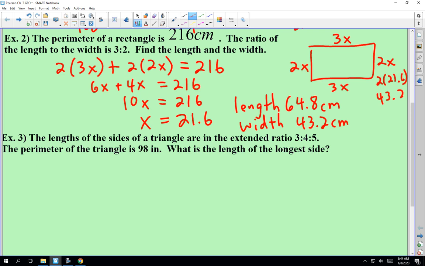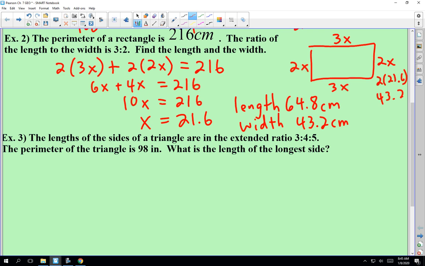Same deal here in example 3. It says the lengths of the sides of a triangle are in the extended ratio. Extended just means they don't just have 1 colon, they have 2. So it's 3 to 4 to 5. It's an extended ratio. You could do that for a 4-sided, 5-sided shape. It doesn't matter. The perimeter of the triangle is 98 inches. What is the length of the longest side?